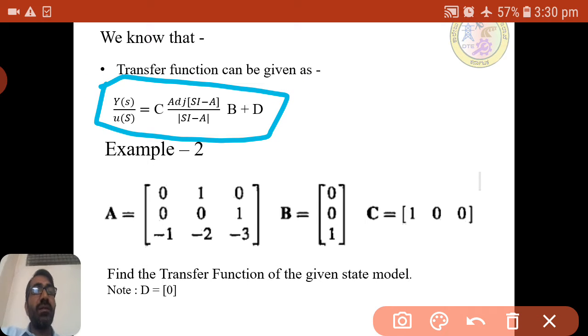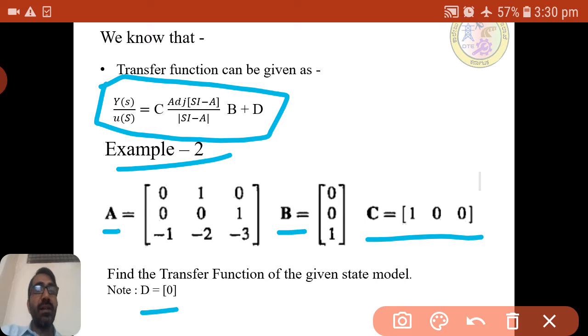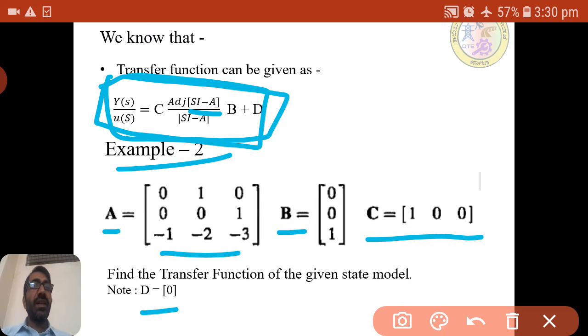So now the given problem has A, B and C; no D term is here. We need to find out the transfer function. Whatever the problem, this is the equation. So we need to find sI minus A. A is given, and s is multiplied with the identity matrix. If it is 3x3, then it will become s, s, s on the diagonal, and all other terms will be 0.